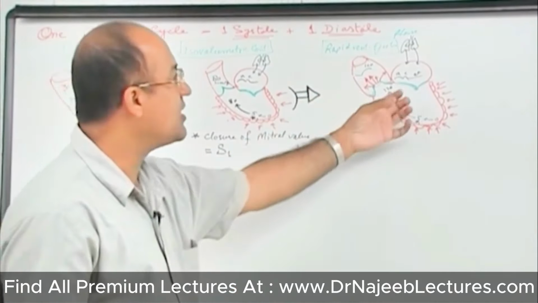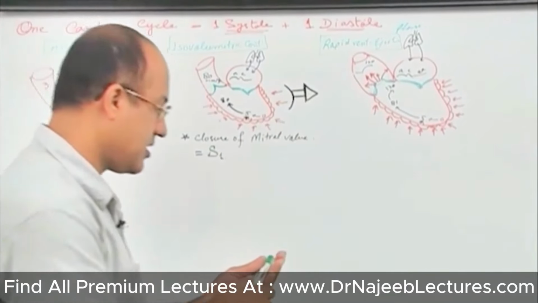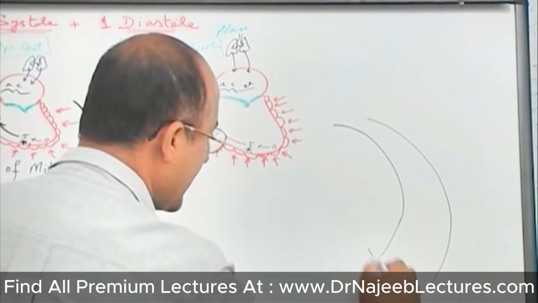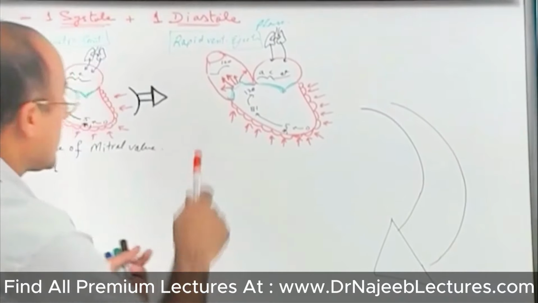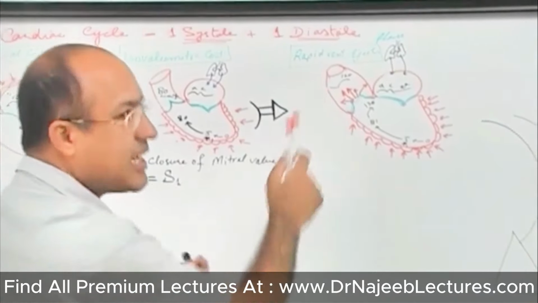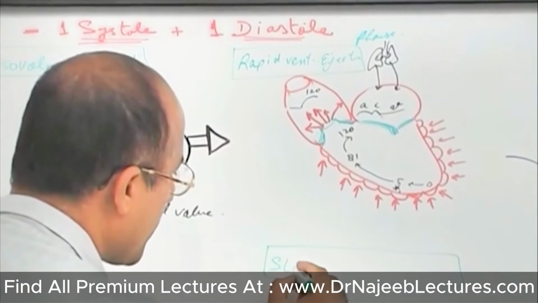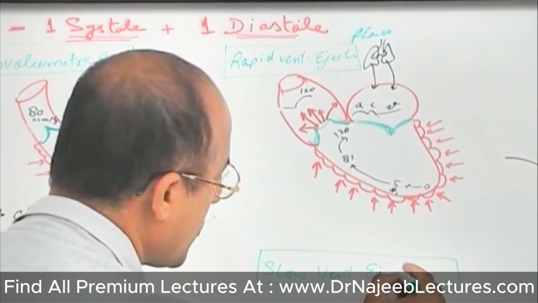So once it has squeezed the blood with high pressure and there has been rapid ventricular ejection, after that ventricles start relaxing. But before it starts relaxing, it goes to the next phase, and during the next phase, the speed of ejection of blood becomes less. That is why the next phase is called slow ventricular ejection phase.